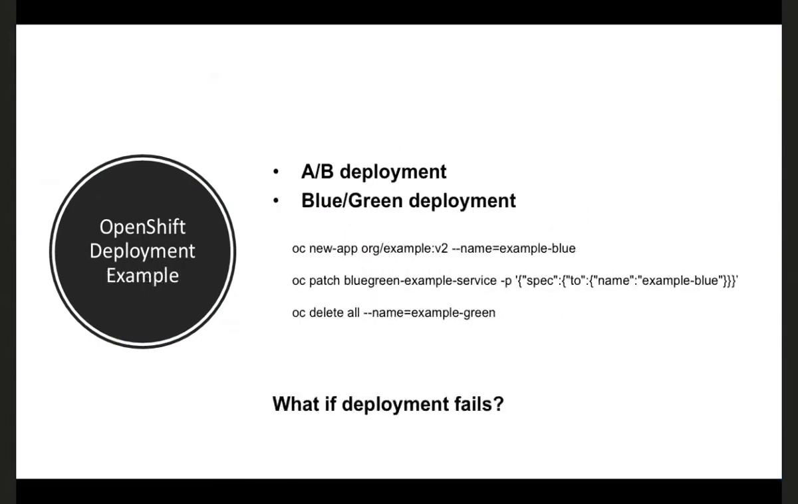So to give a quick example on how the blue-green can be achieved through OpenShift environment, let's say we have a version 1 of a service that is running in the target environment. You would bring up a version 2 with a new app example version 2 and give it a new name. Essentially, it's a label that we are assigning to the newer version that is coming in.